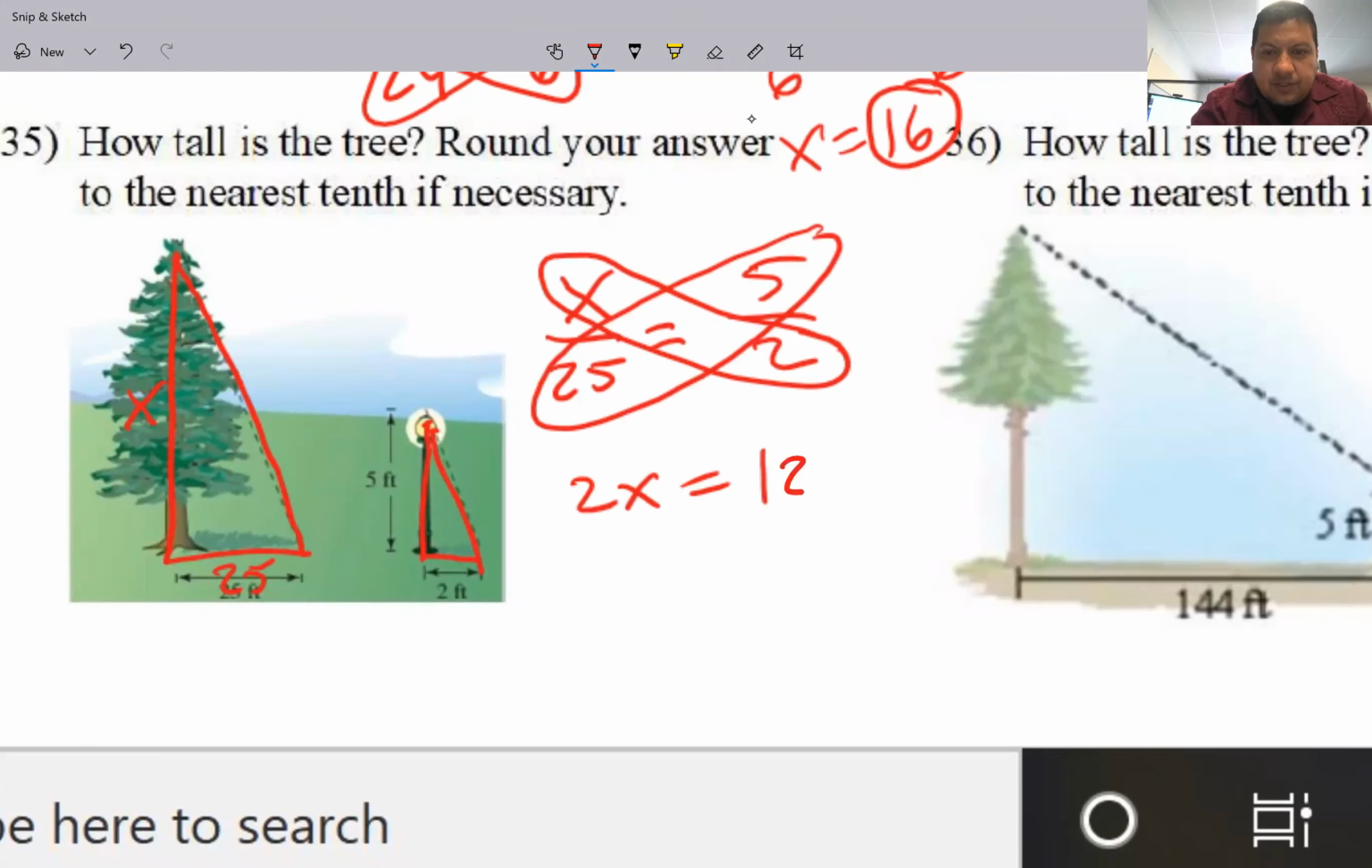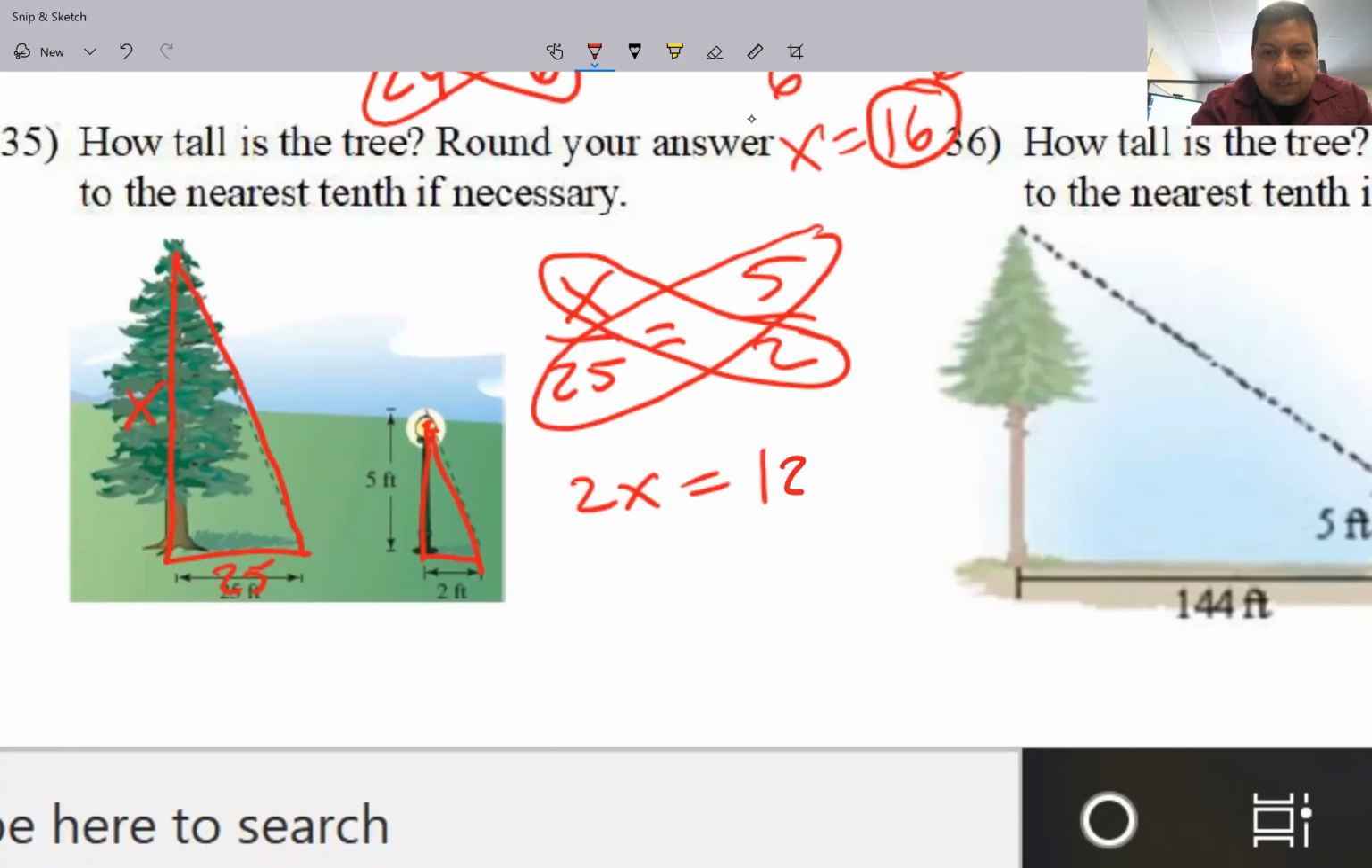So I get that x is equal to 62.5. I divided both sides by 2, so x equals 62.5. Right here I have again, round your answer to the nearest tenth if necessary. So one decimal place. I already have my answer in one decimal place, so my answer will be 62.5.